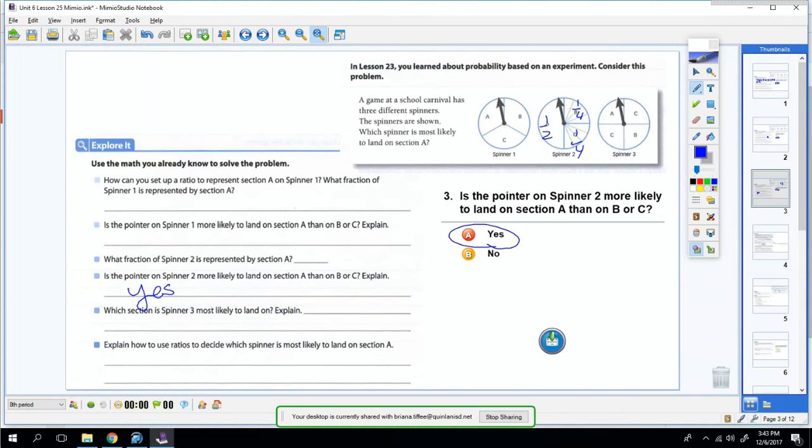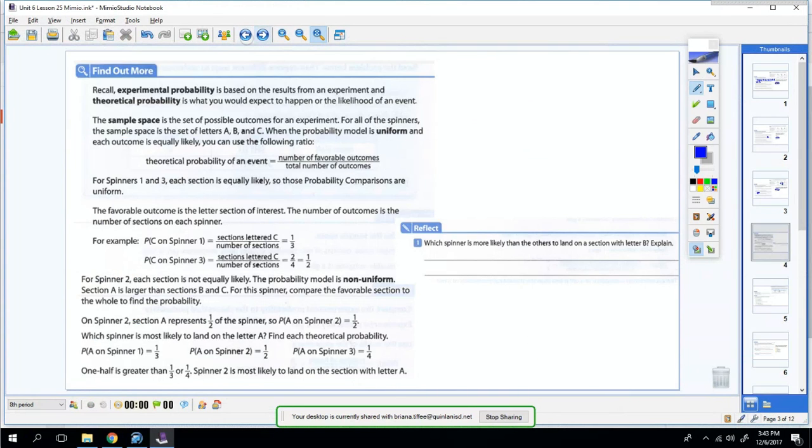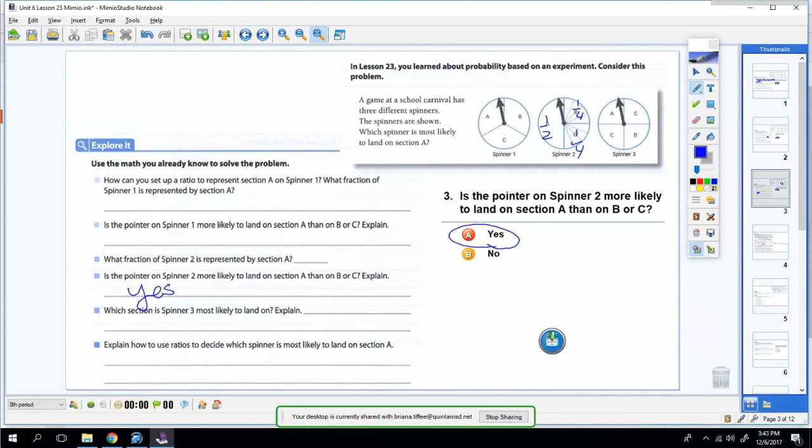All right, next question. It says, which section in spinner 3 is most likely to be landed on? To explain, it will most likely land on C, because it has 2 sections.